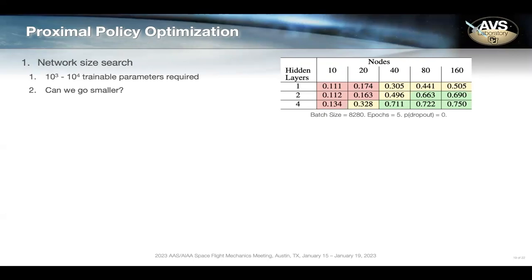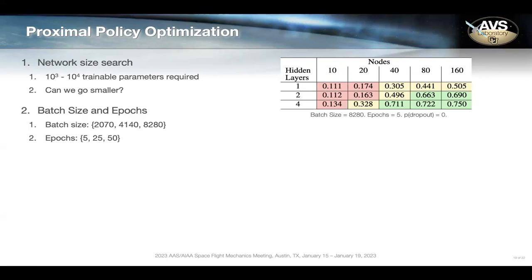But this requires anywhere from 1,000 to 10,000. I mean, I think actually like 80,000 trainable parameters. Those are pretty large networks, and in theory, policy gradient methods or policy-based RL methods should be able to produce smaller networks. So, can we go smaller?